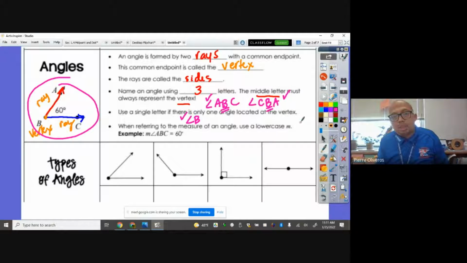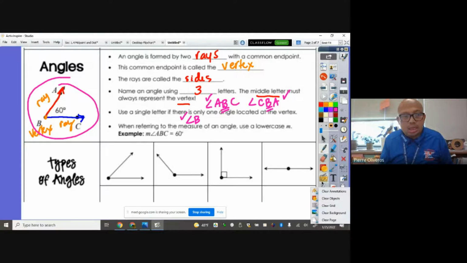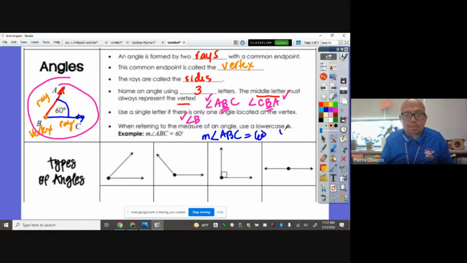When referring to the measure of an angle, use a lowercase m. For example, here, the measurement is 60 degrees. We write it with the lowercase m and then the angle notation ABC is equal to 60. Okay, very simple.